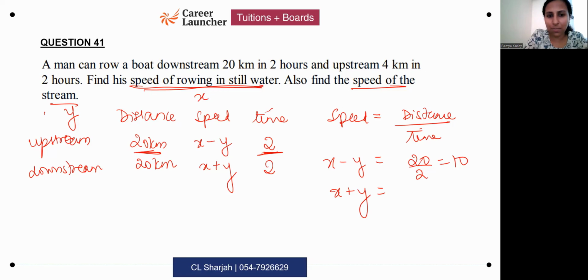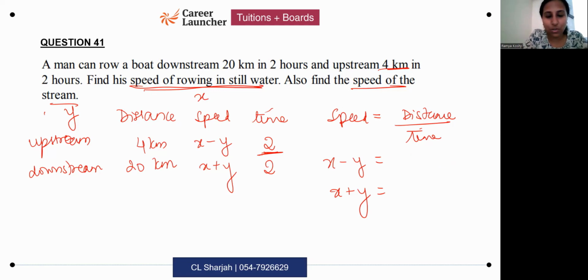I made a mistake. Upstream, oh, I wrote the wrong thing. Sorry. I'm thinking something doesn't add up. 20 kilometers in 2 hours. Upstream 4 kilometers. I wrote it wrong here. Sorry, students. Upstream 4 kilometers. Otherwise, it doesn't add up, no? How can it be same time for both? Yeah. Upstream was 4 kilometers. Downstream was 20 kilometers. So that means I should change this.